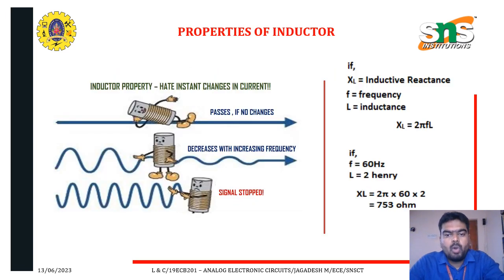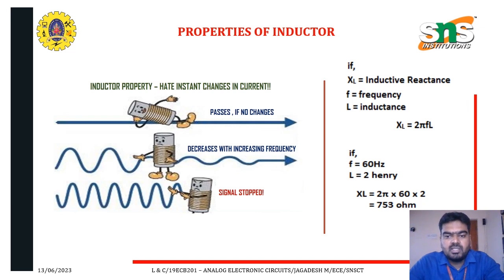And what are the properties of an inductor? The inductor hates instantaneous changes in current, as I already told you. It passes DC, and as the frequency increases, it won't allow the AC component.